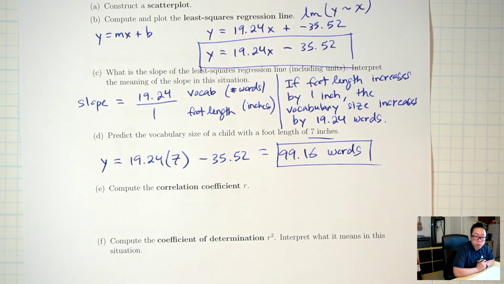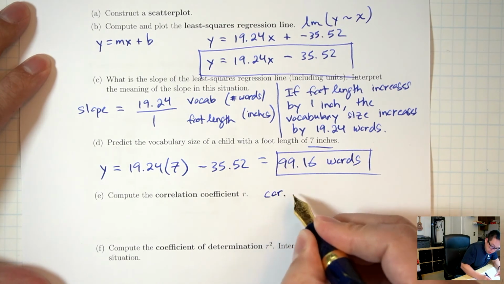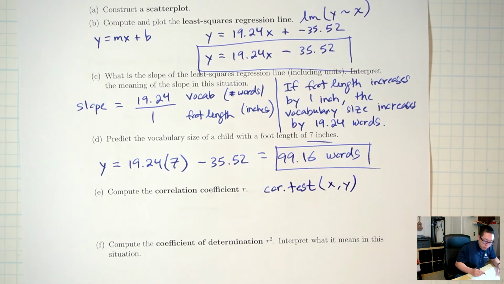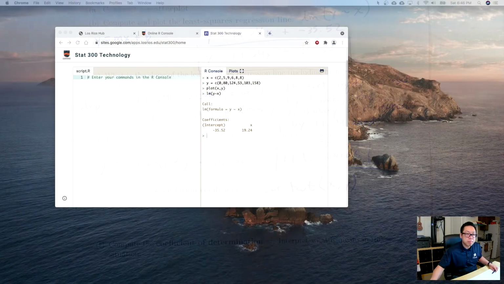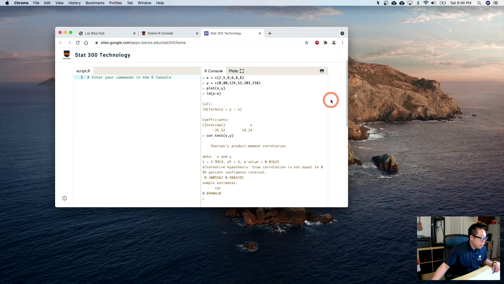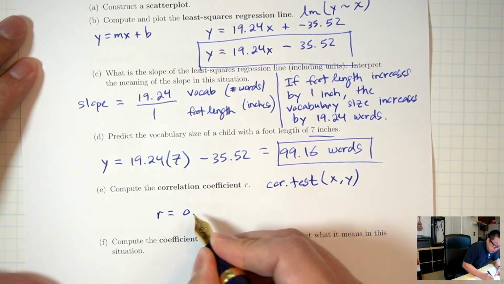Part E, compute the correlation coefficient r. So this, you need to go back into R and do cor.test. And it's going to be x comma y. All right, so let's go back to R. cor.test, parentheses, x comma y, or whatever you named your x and whatever you named your y. But here, since we named it x and y, it's just going to be x comma y. Okay. Correlation coefficient is the last number, 0.894. Correlation coefficient is 0.894.